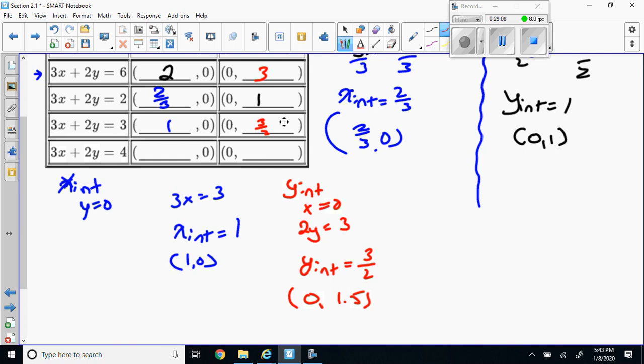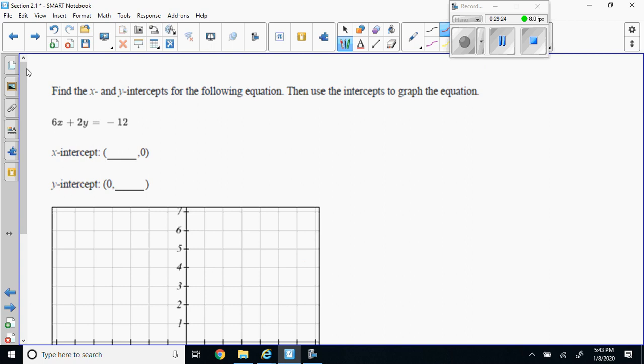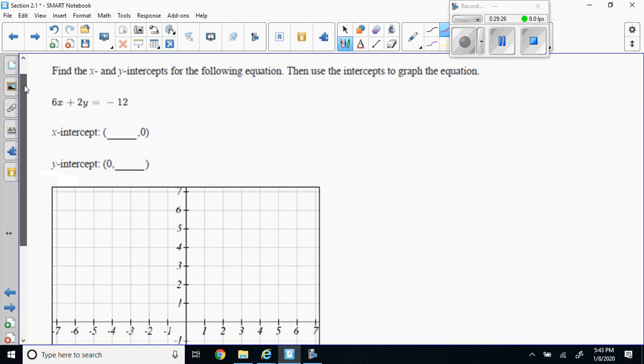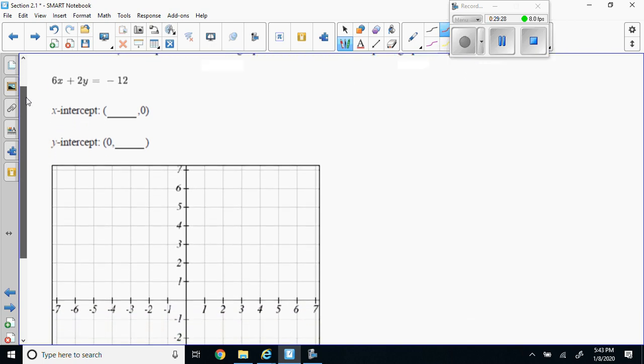Any questions on that? Y'all good? Make a little bit more sense now? Cover-up method works. Pretty cool. All right. Rocking right along. Find the x, y intercepts for the following equation. Use the intercepts to graph the equation.